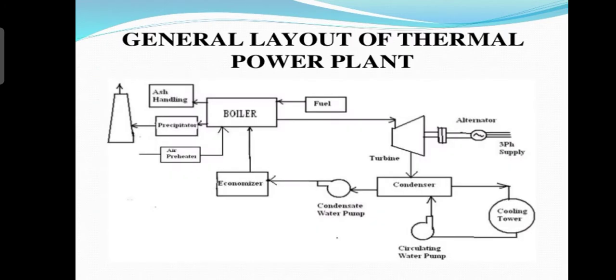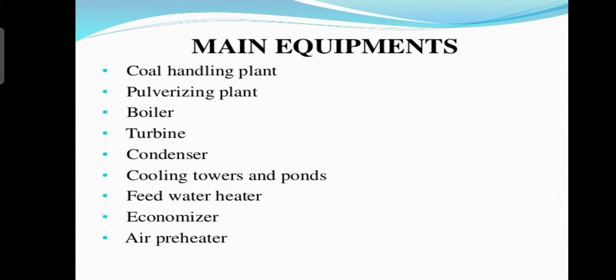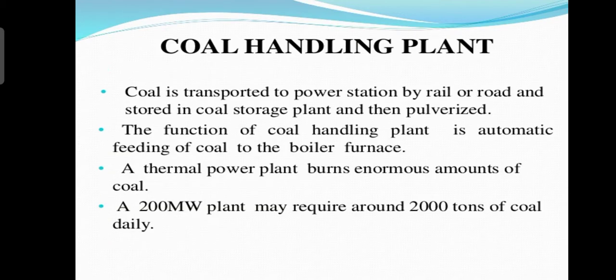This is a general layout of a thermal power plant. Main equipment: coal handling plant, pulverizing plant, boiler, turbine, condenser, cooling tower and ponds, feed water heater, economizer, air preheater.